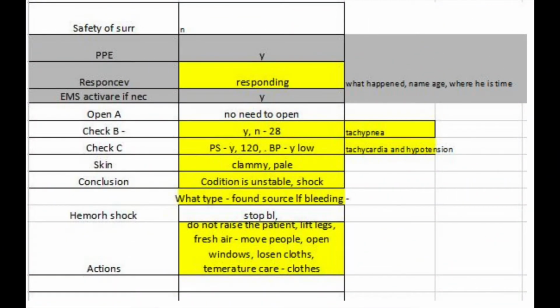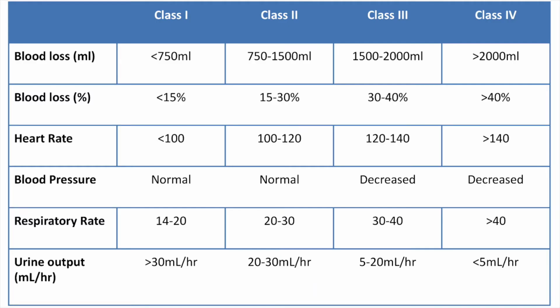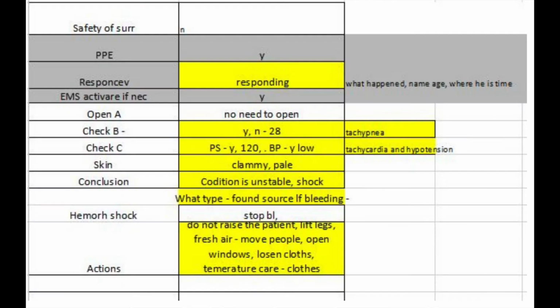The patient has tachypnea, tachycardia, hypotension, and the skin looks pale and clammy. And also, there's an external source of bleeding on the right leg of the patient. All these signs show the third class of hemorrhagic shock, and the condition of the patient is unstable.